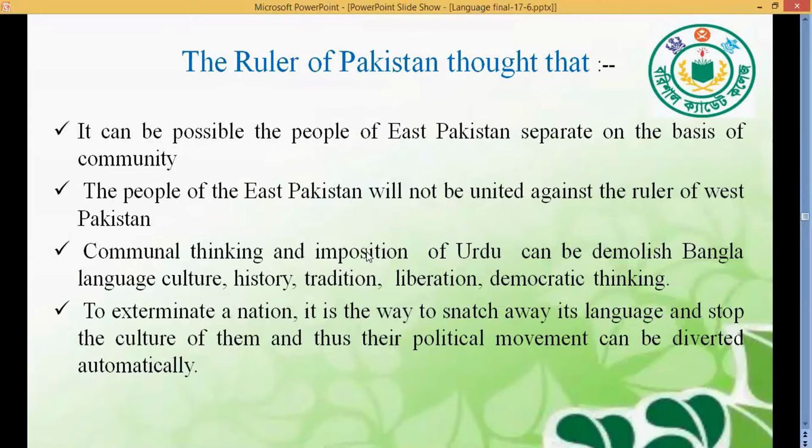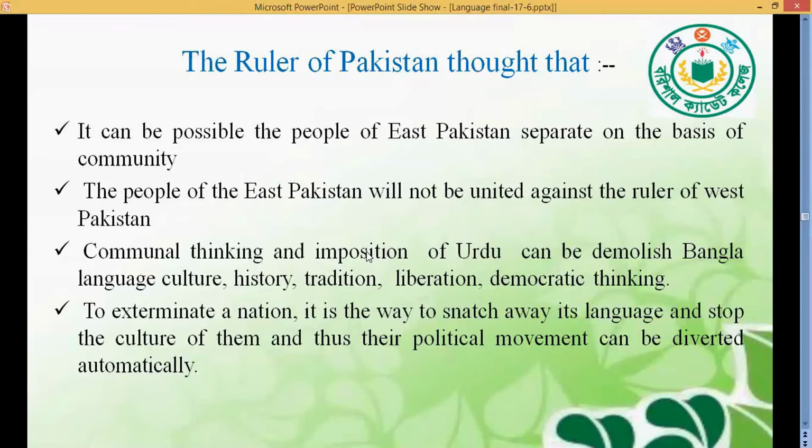At the time, what was the mind of the ruler of West Pakistan? The ruler of West Pakistan thought that it could be possible, number one, for the people of East Pakistan to be separated on the basis of community. I'd like to repeat: it could be possible to separate the people of East Pakistan on the basis of community.